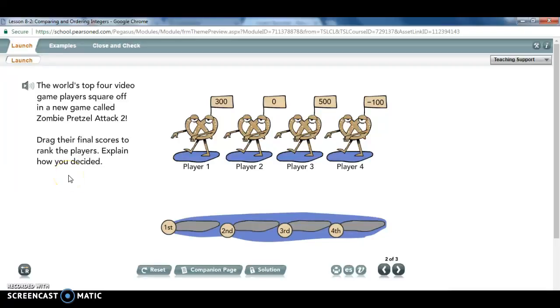This is our 8-2 lesson. We are comparing and ordering integers. The world's top 4 video game players square off in a new game called Zombie Pretzel Attack 2. Drag their final scores to rank the players. Explain how you decided.